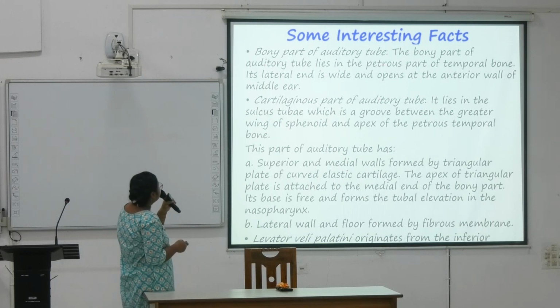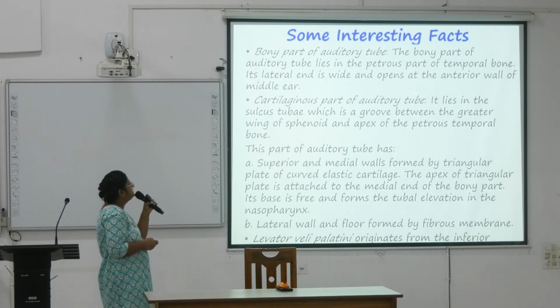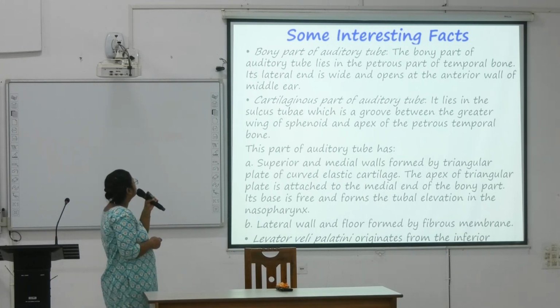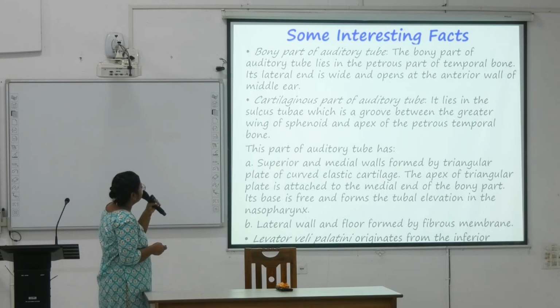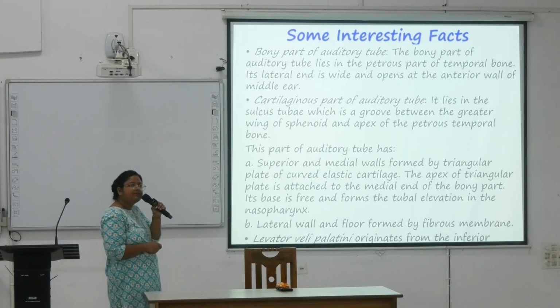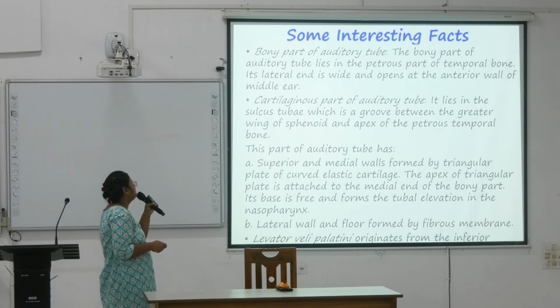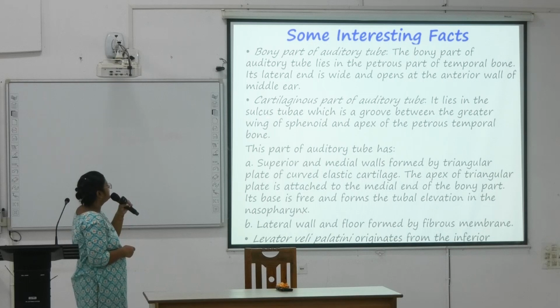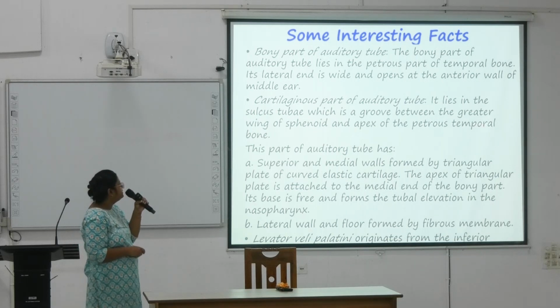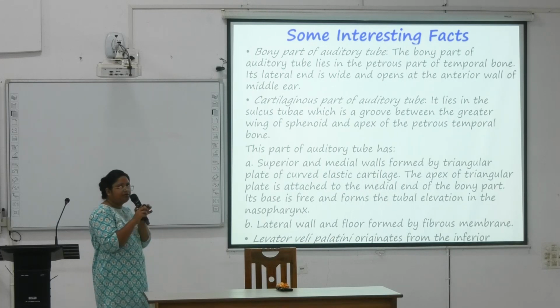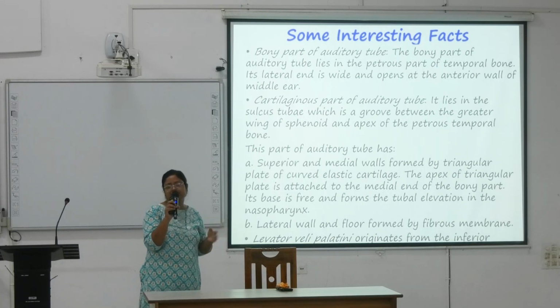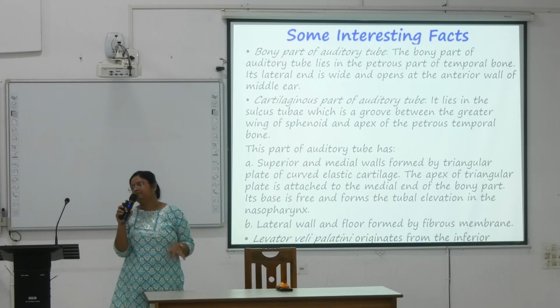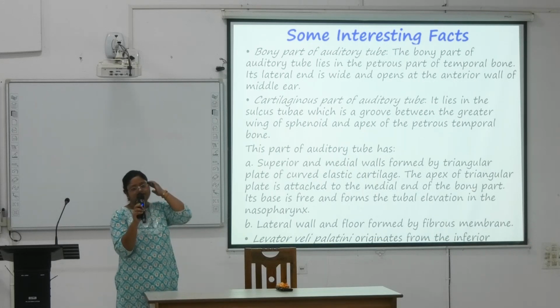So this bony part of auditory tube lies in the petrous part of temporal bone. Its lateral end is wide and opens at the anterior wall of the middle ear. Cartilaginous part of auditory tube lies in the sulcus tubi, which is a groove between the greater wing of sphenoid and apex of the petrous part of temporal bone. This sulcus tubi you have seen on the inferior aspect of base of the skull. Okay.